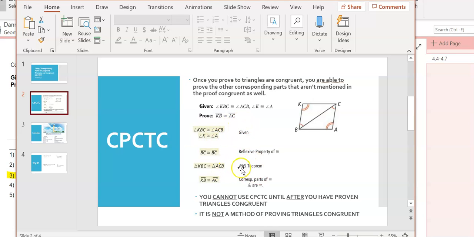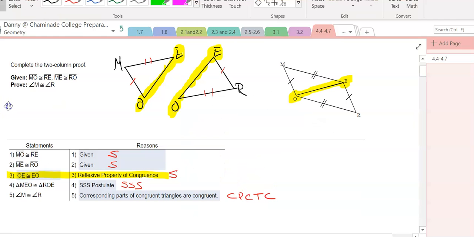Once we have proven by any of these theorems, we have angle, angle, side, side, side, side, angle, side, angle. Once we've done that, then we can pick corresponding parts of these congruent triangles, and we can then prove that they are indeed congruent. So if we look at this first problem here, this is what we're given, and sometimes it's a good idea if you break apart these triangles and look at them separately.